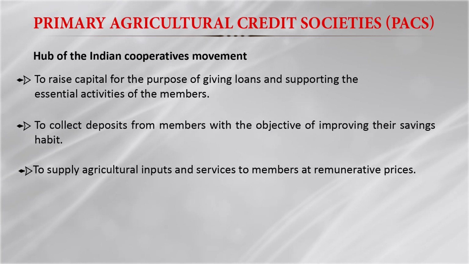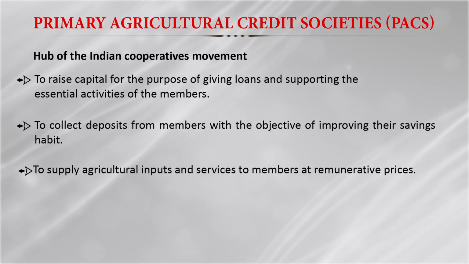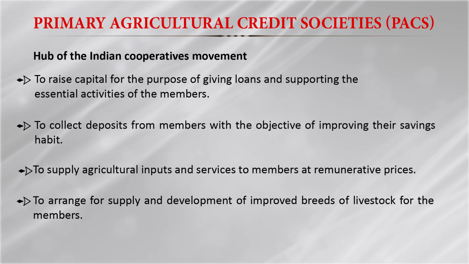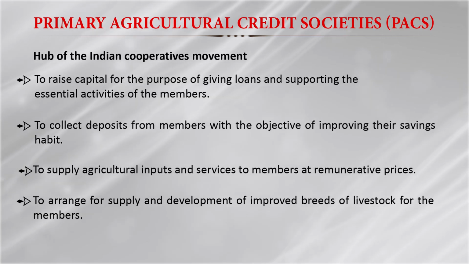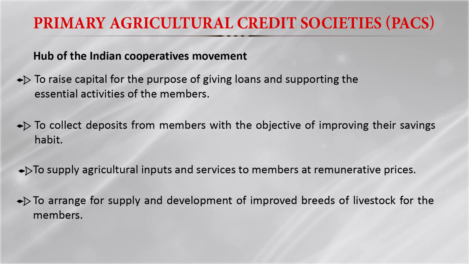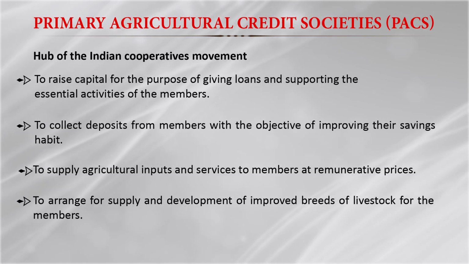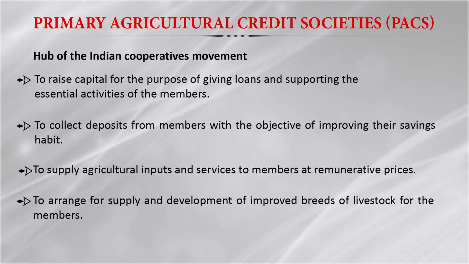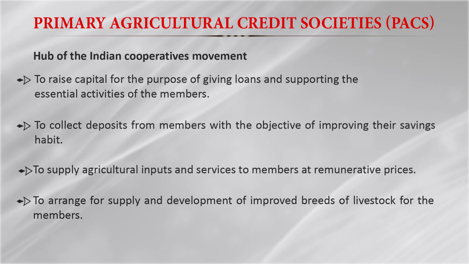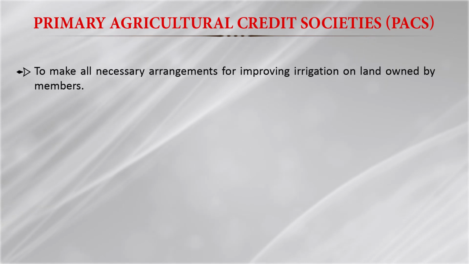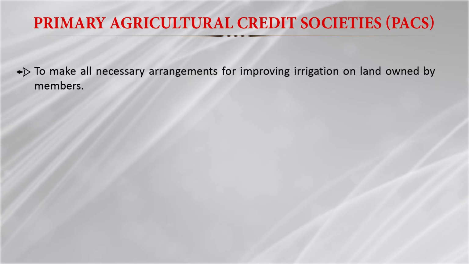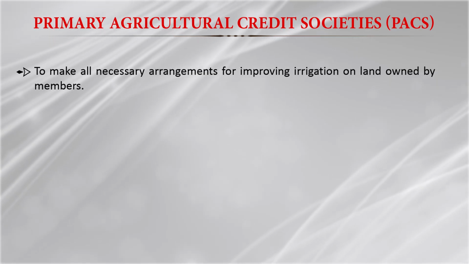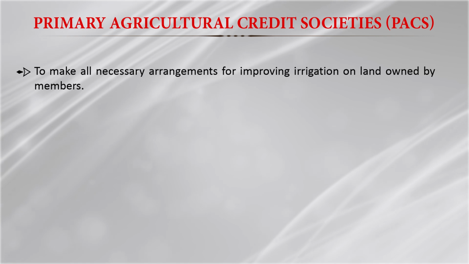Other types of services are also provided by the primary agricultural credit cooperative societies, and they also arrange the supply and development of improved breeds of livestock for the members. So they also work in the area of animal husbandry, providing improved breeds and supporting different activities for animal husbandry. And the primary agricultural credit cooperative society also makes arrangements for improving irrigation on the land owned by the members.